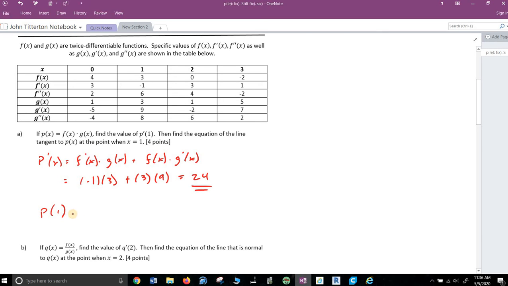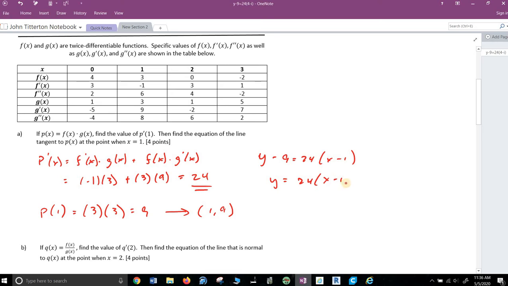They say, hey, find p of 1, and you're like, well, I don't know what p of 1 is. Like, yeah, well, it's f of 1 times g of 1, 9. So the point you have there is 1 comma 9. So now it's just y minus 9 equals 24 times x minus 1. I like to move it over. Sorry for the sloppy.